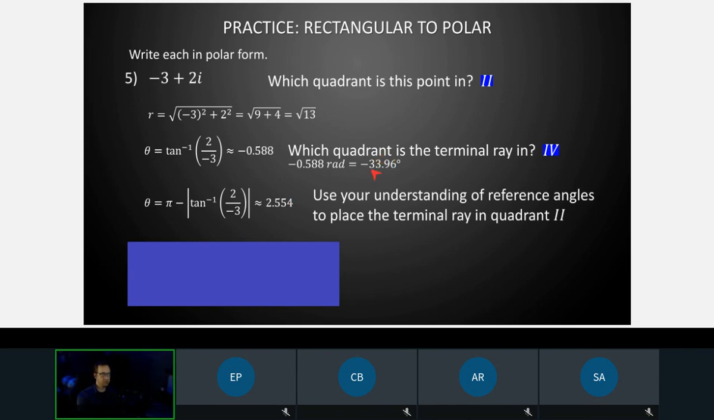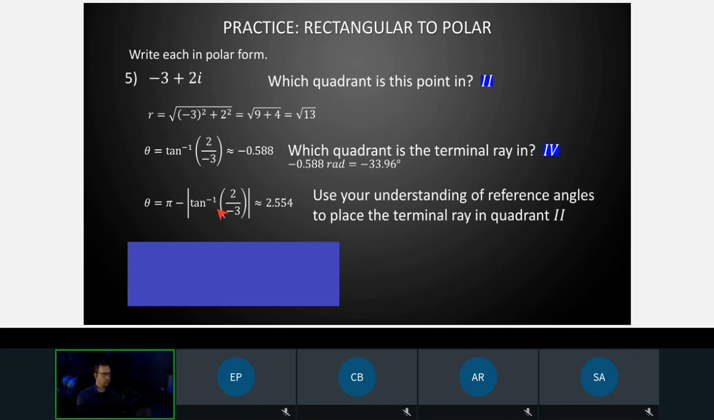And you could even take this number and add 180 to it. It'll give us the degree that's in quadrant 2. Then that answer, convert that back to radians, and you will get this answer right there. Two ways to approach it.